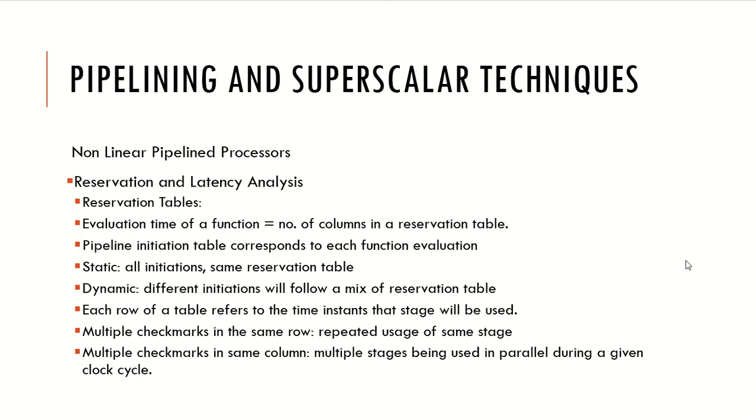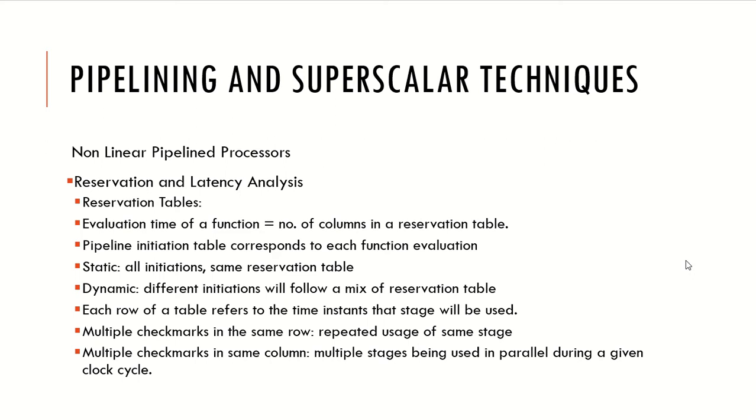The pipeline initiation table corresponds to each function evaluation, and in the case of a linear pipeline, all initiations will have the same reservation table, whereas in the case of a dynamic pipeline, there will be different initiations, and it will follow a mix of reservation tables. So each row of a table refers to the time instance where a particular stage is being used. As you have seen in the reservation table, all the rows correspond to various stages and all the columns correspond to clock periods. So whenever you see a mark in a row, at that particular clock period the corresponding stage is under use.